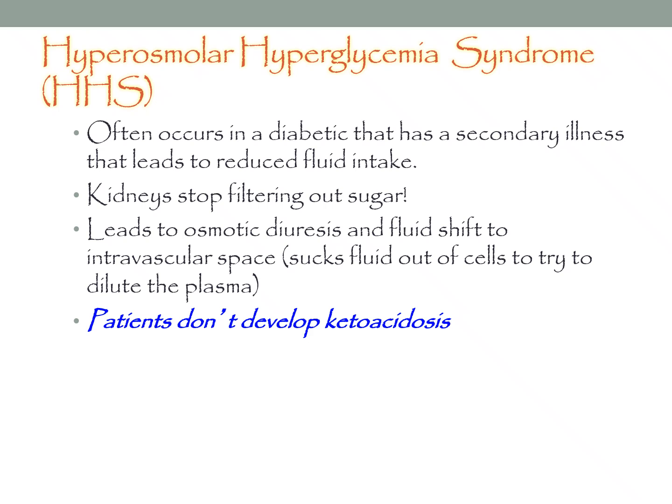The one kicker here, and what makes this a bit different from DKA, is that type 2 diabetics do have some of their own insulin in most cases. So these patients don't develop ketoacidosis. They have just enough insulin so that the body doesn't start to go into gluconeogenesis and try to create sugar from those other non-carbohydrate sources. So patients in HHS do not develop ketoacidosis, so they will not develop Kussmaul's respirations. They will not develop the fruity odor on the breath without the ketones.